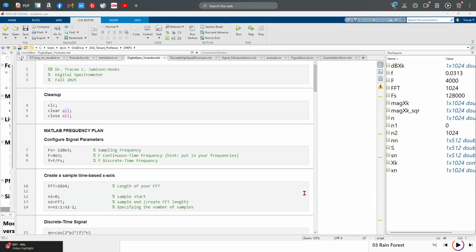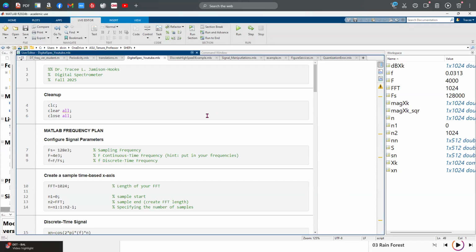Today, we're diving into the MATLAB frequency plan for a digital spectrometer. Whether you're working on a signal processing project or just curious about how frequencies are handled in the digital domain, this video is for you.